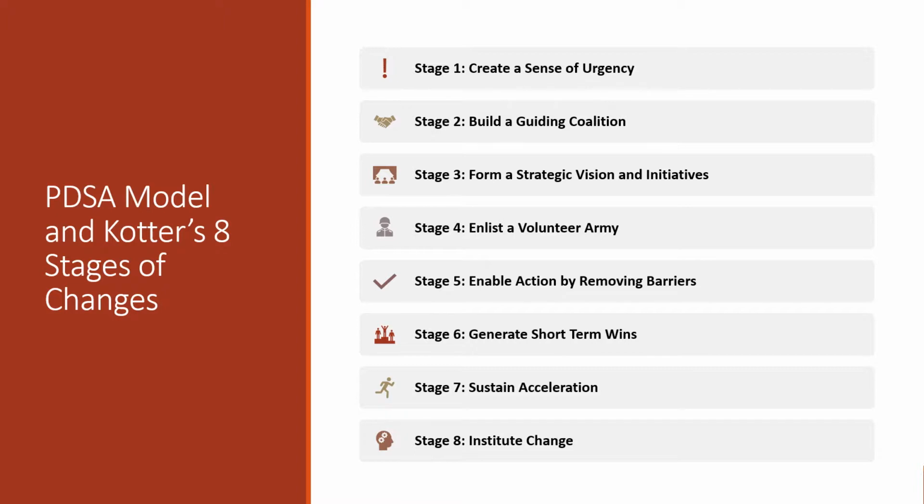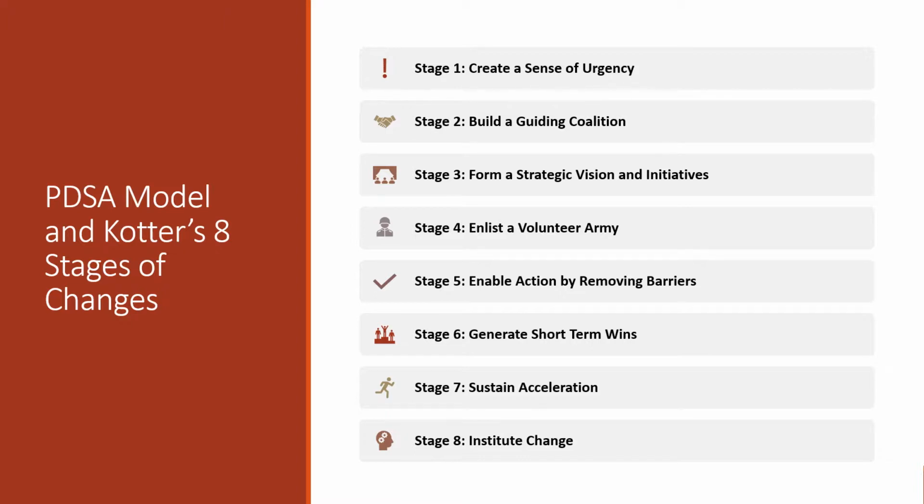Stage 5 is enable action by removing barriers. Before you can do that, you have to acknowledge what barriers you have. And then when you remove those barriers, that should improve the process that you've already started with your vision. Stage 6, you generate short-term wins. So this would be maybe your entire process is not successful, but there are pieces within your process that are successful that you would call a win. And in the short term, those things are working out and you're seeing positives from them.